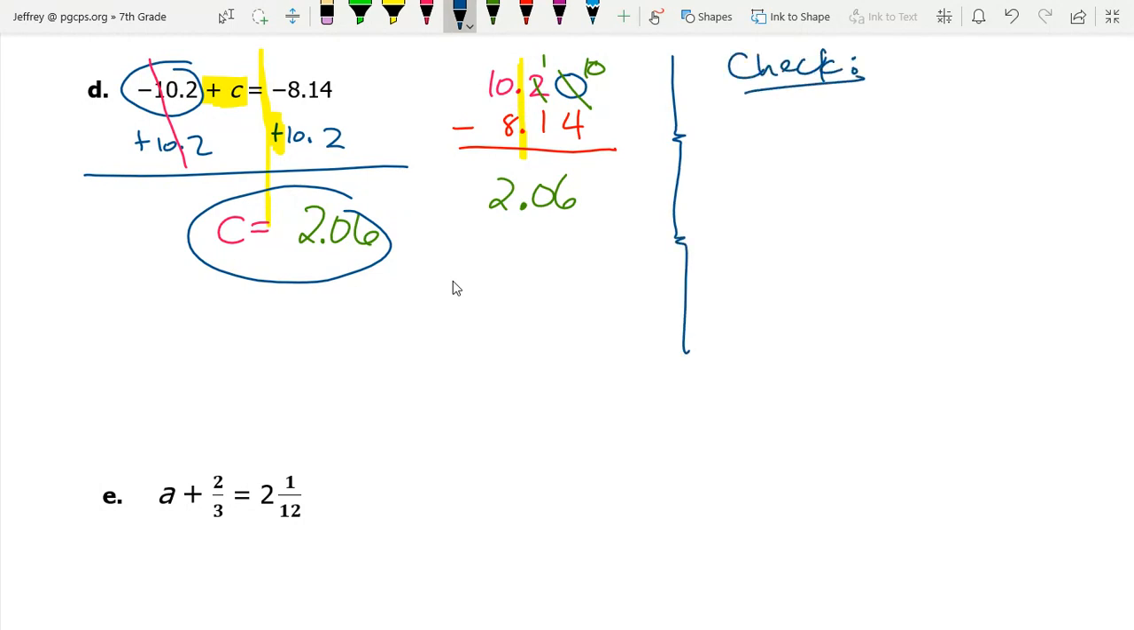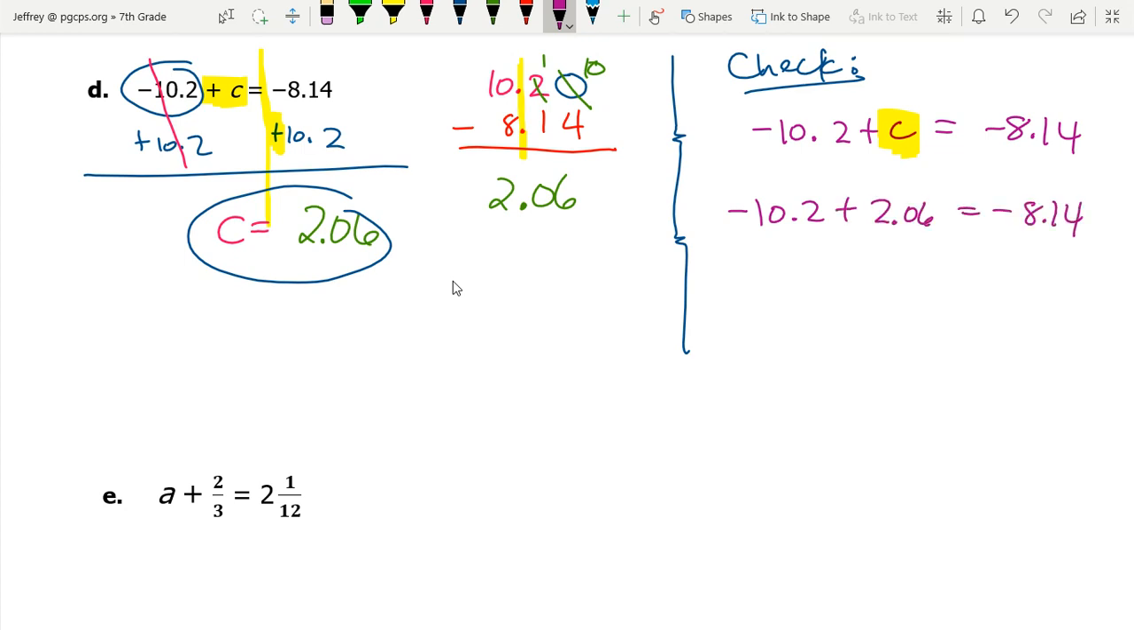If we check, we write the original equation. So negative 10.2 plus c is equal to negative 8.14. Now substitute the value of c, which is 2.06. So negative 10.2 plus 2.06 is equal to negative 8.14.